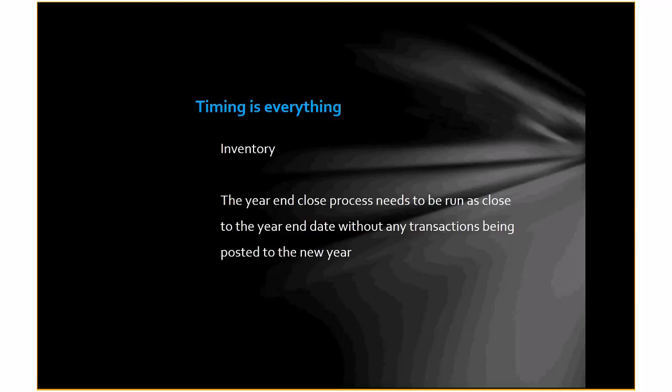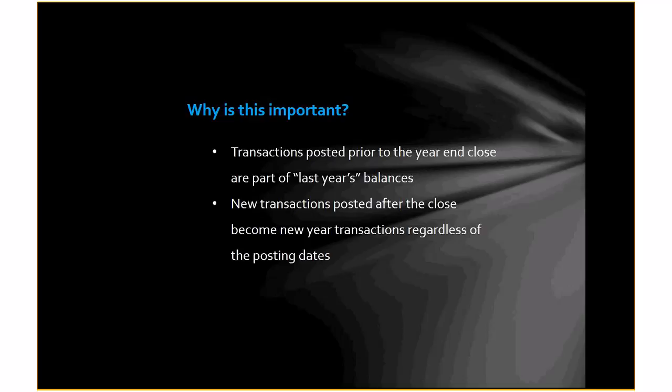And the first thing about inventory is timing is everything, and you're going to see this theme throughout the presentation. Timing is important because at year-end close, processes should be closed as quickly as possible and as close to the year-end as possible to make sure that the information is accurate. And this is affected by a couple of different things. And why is this important? Transactions posted prior to year-end close are going to be part of that year, or the current year, if you will. And then any new transactions that are posted after the close become part of the totals for the new year.